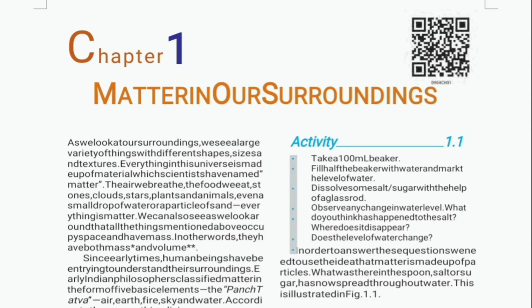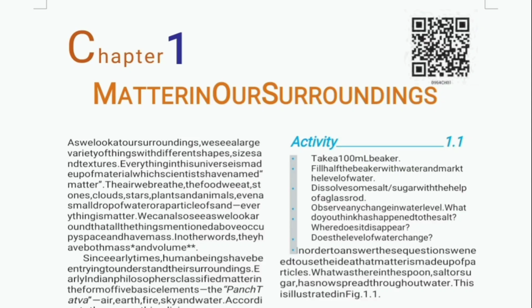The air we breathe, the food we eat, stones, clouds, stars, plants and animals, even a small drop of water or a particle of sand. Everything is matter. We can also see as we look around that all the things mentioned above occupy space and have mass. In other words, they have both mass and volume.